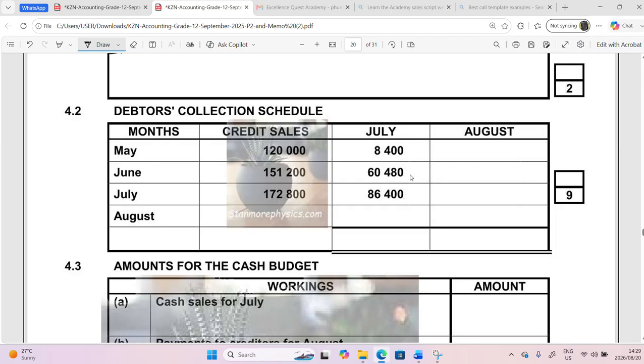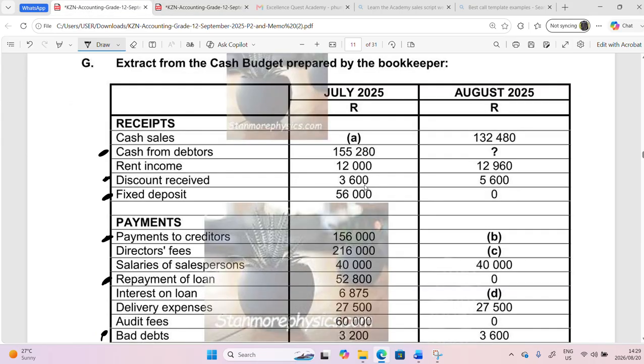We need to complete the debtors collection schedule. In the debtors collection schedule, we have May, June, July, August. So we need to calculate firstly credit sales for those months. Notice that we have credit sales for May, June, July, but for August, we are not given credit sales. So let's calculate credit sales for August.